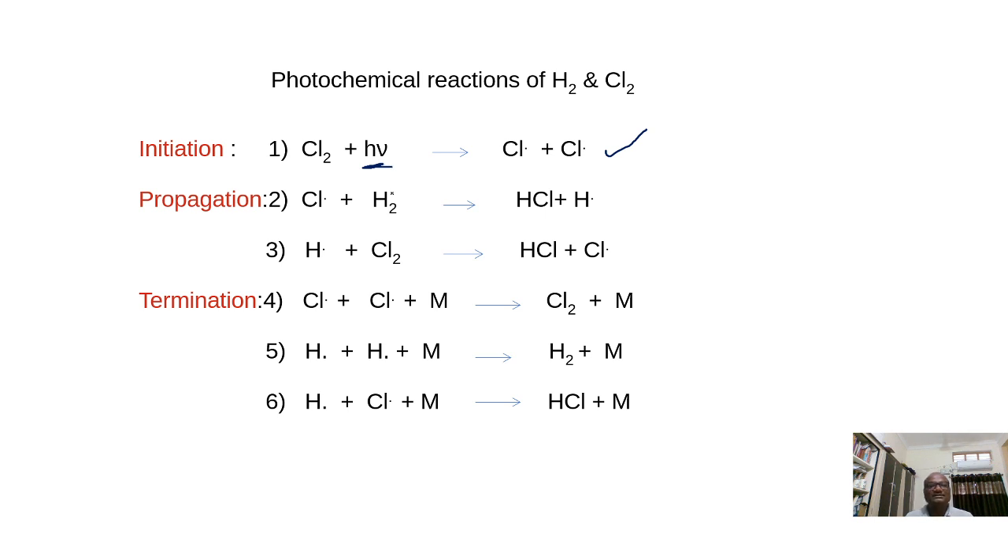Now the propagation will start. This chlorine free radical will again participate in the reaction. It attacks the hydrogen molecule in the reaction mixture to form HCl and H dot, which means a hydrogen free radical is forming. Again, this hydrogen free radical will attack a chlorine molecule to give HCl and Cl dot. So in propagation you can see a recurring formation of free radicals taking place. Just by the formation of one chlorine free radical, it generates a hydrogen free radical and also another free radical of chlorine. That's why this reaction proceeds for a long time.